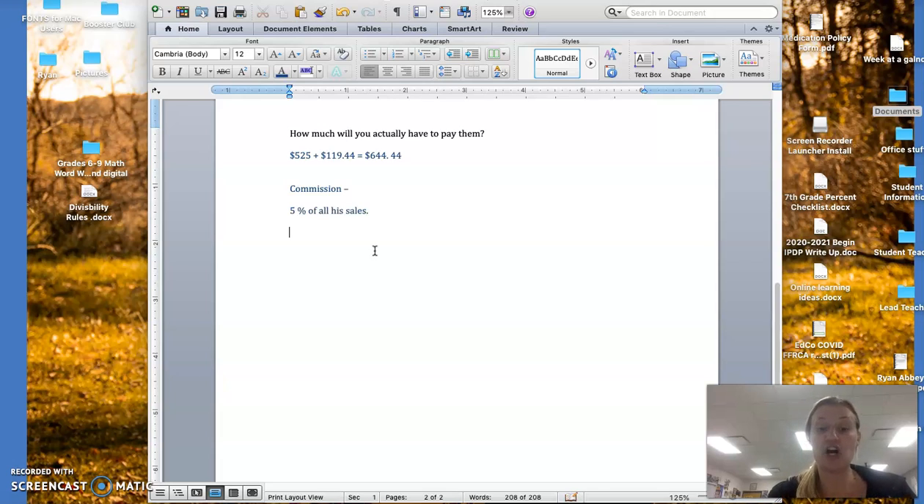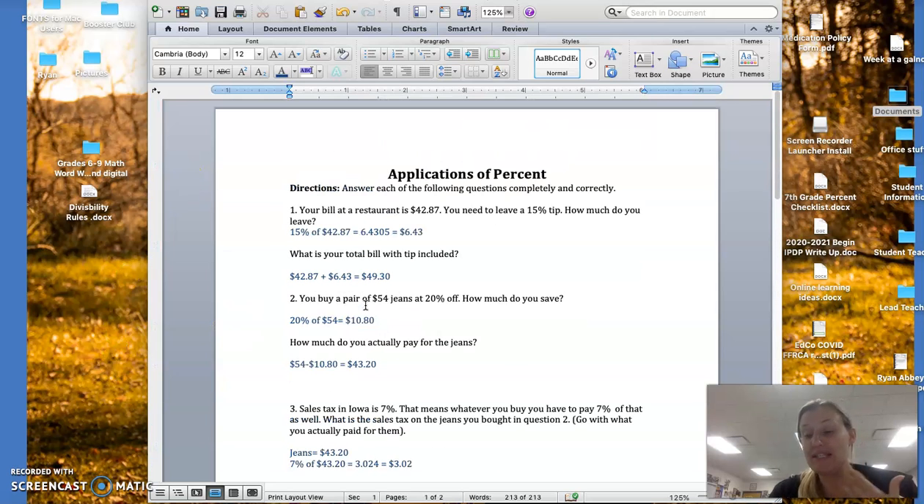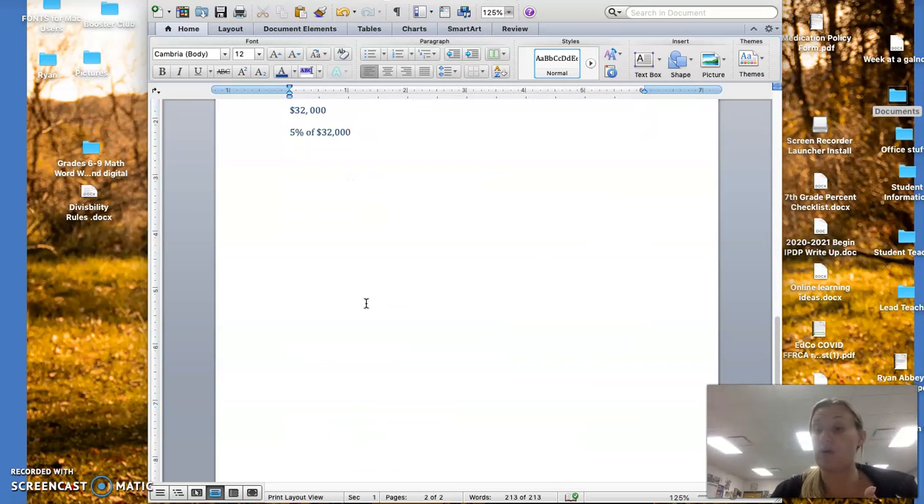So if he sells a car for $32,000, then he's going to make 5% of that. So that would be 5% of the $32,000. So if you see a commission problem, this is what they're trying to get you to get at. And so then you would set up your proportion or your equation from there. Again, you would be finding the part. So if you see that word commission, you know what that means. And so we're basically doing what we've learned in story problem form.